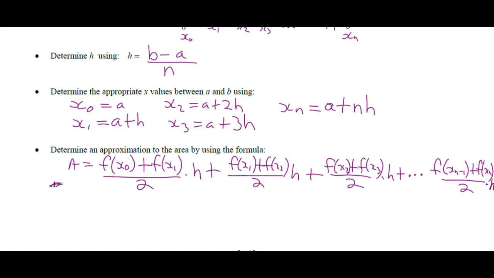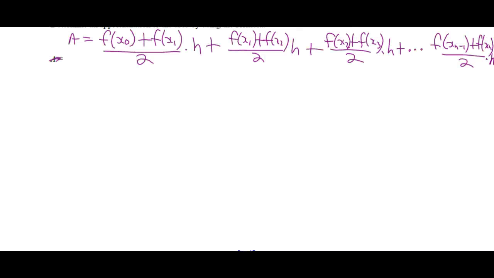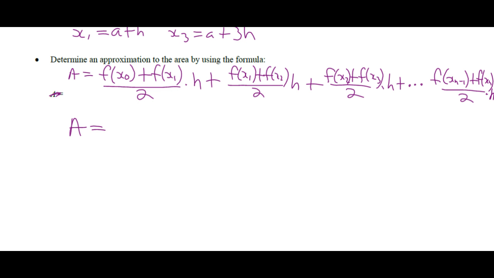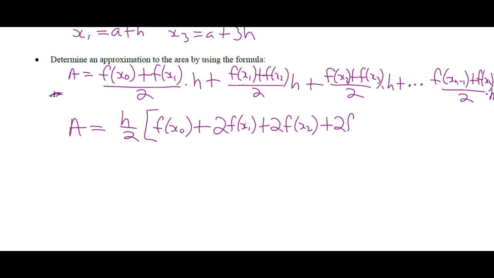And to simplify, we'll do what we did before. We'll pull out the h over 2, which is a common factor. So area is h over 2 times f of x0 plus, what about the x1? There are 2 of them, so 2f of x1, because it's the right boundary of the first region and the left boundary of the second region. Plus 2 f of x2 plus 2 f of x3 plus dot dot dot 2 f of x sub n minus 1 plus f of xn.